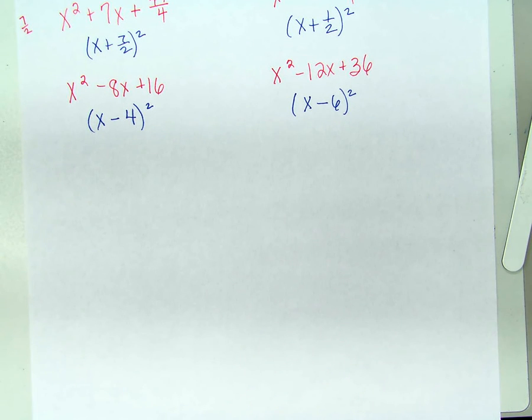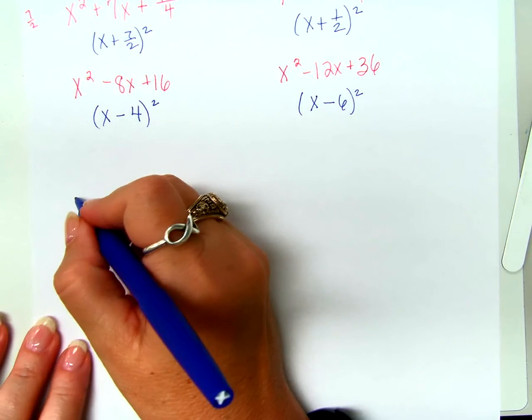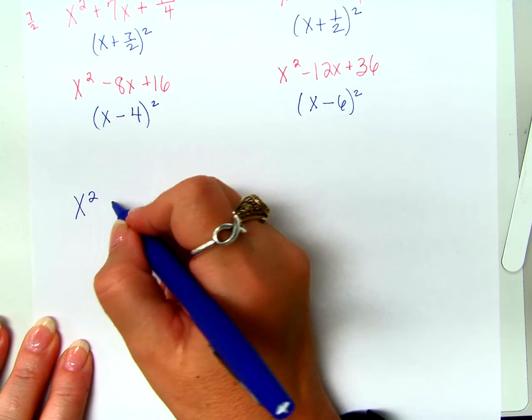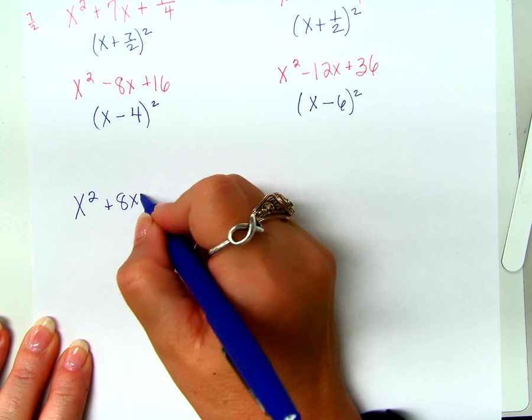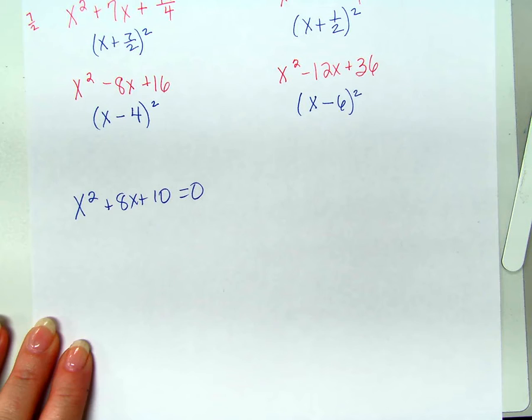Okay, so now I have to teach you how to do the problems. But see, you already know how to do all the steps. Now we got to put them all together. Fair enough? Okay, so here's what a problem is going to look like. X squared plus 8x plus 10 equals 0.